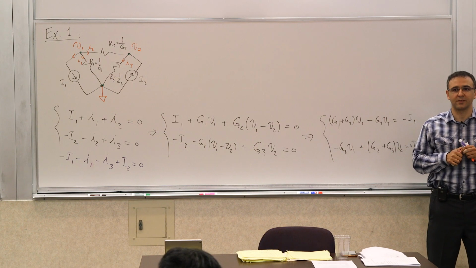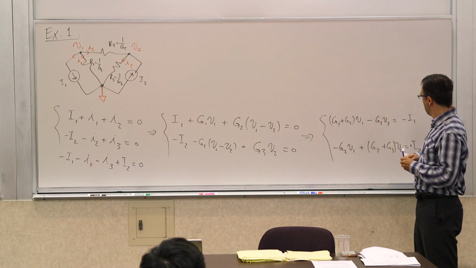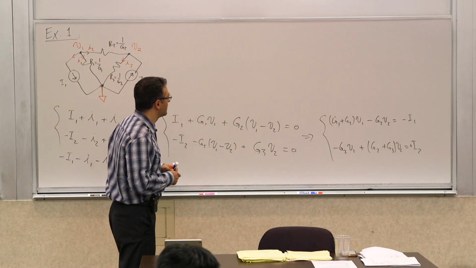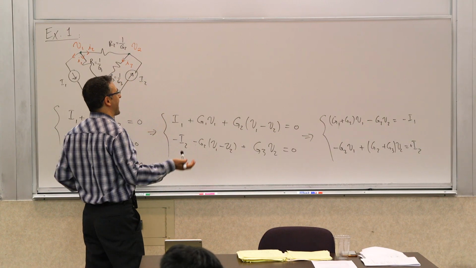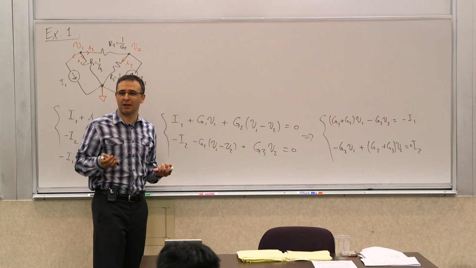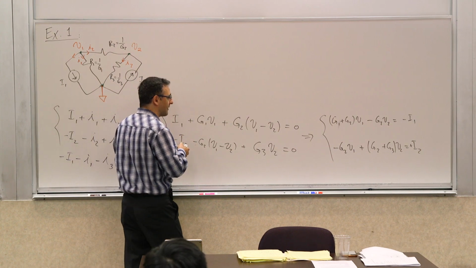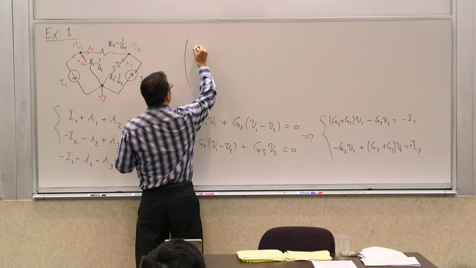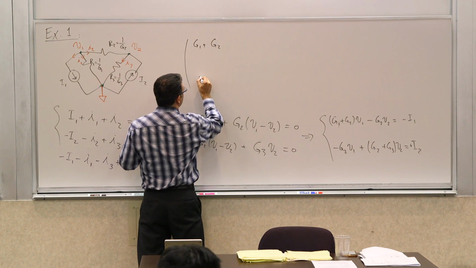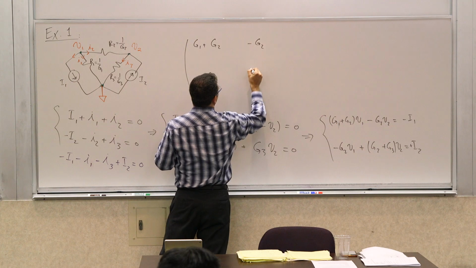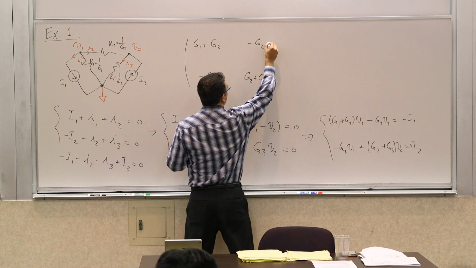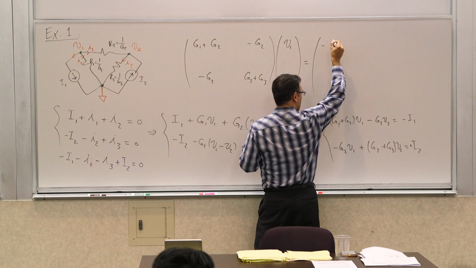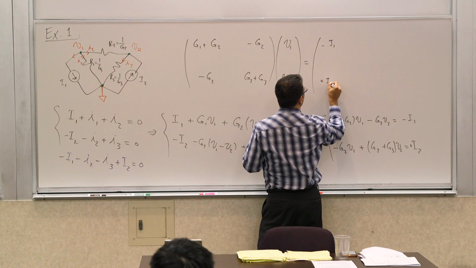Any other observations? Questions? All right, so this looks like something very basic. This is really an algebra problem now, right? With algebra problems, you can write them that way. But there's a more compact, more advanced way of thinking about it. Not really that much more advanced, but a little bit more. It's just writing it in terms of matrices, right? Instead of writing it this way, I can write it as G1 plus G2, negative G2, negative G2, G2 plus G3, times V1, V2, equals negative I1, capital I1, plus or positive I2.